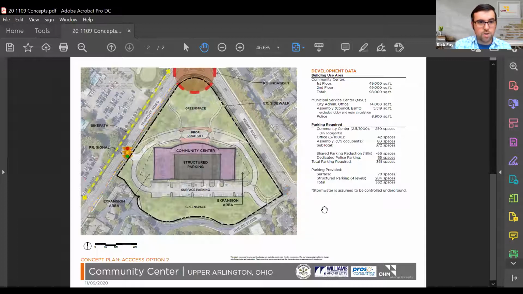And then option 2, again, the same layout for the site. The difference here is the signalized intersection flips over to Tremont Road. The intersection over on Kenny remains as is for the most part.